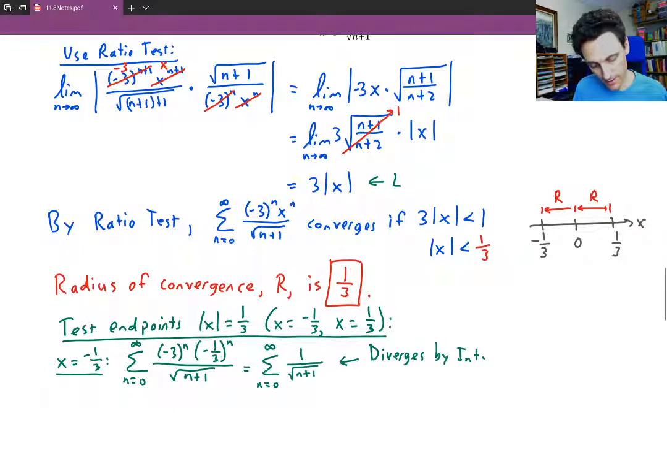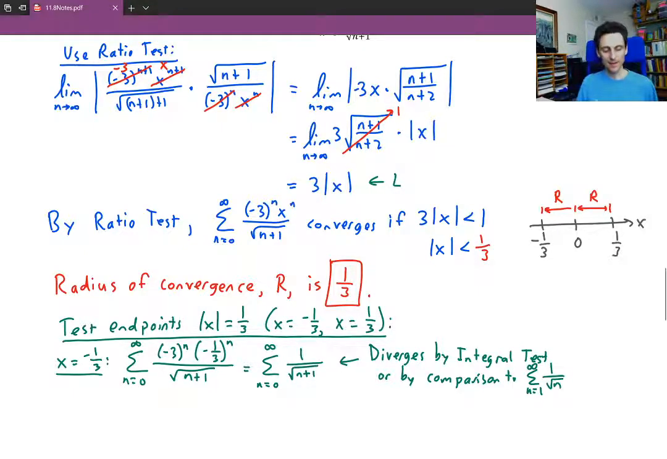by the integral test. Let's write or by comparison to... here we have to be slightly careful. The sum from n equals 1 to infinity of 1 over the square root of n. We can't start off at n equals 0 because then that would make the bottom 0 and that would be undefined. So we'd have to compare it to the series 1 over the square root of n, but n going from 1 to infinity.